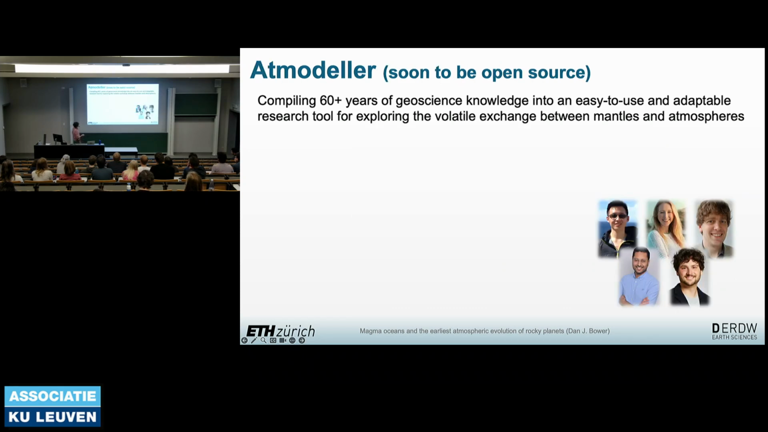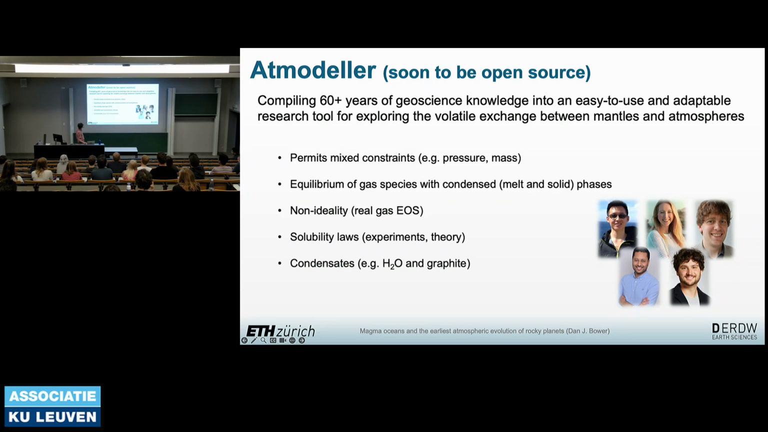And this has all been encapsulated into a new code that is called AppModeler. And the idea is, again, I showed that we have solubility measurements going back to 1964. And at the moment in the exoplanetary literature, these are usually not known about or not accessed, simply because of the publishing culture and the journals where people published have not yet crossed over between exoplanet and Earth science. So what we're trying to do is basically encapsulate all of this knowledge we have from geoscience into a toolkit that planetary scientists, exoplanetary scientists can use to explore volatile exchange between mantles and atmospheres.